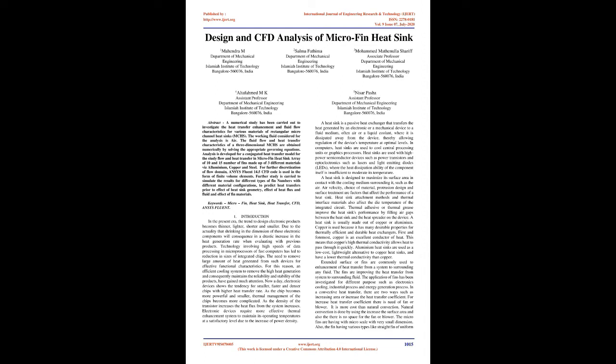In computers, heatsinks are used to cool central processing units or graphics processors. Heatsinks are used with high-power semiconductor devices such as power transistors and optoelectronics such as lasers and light-emitting diodes, LEDs, where the heat dissipation ability of the component itself is insufficient to moderate its temperature. A heatsink is designed to maximize its surface area in contact with the cooling medium surrounding it, such as the air. Air velocity, choice of material, protrusion design, and surface treatment are factors that affect the performance of a heatsink.